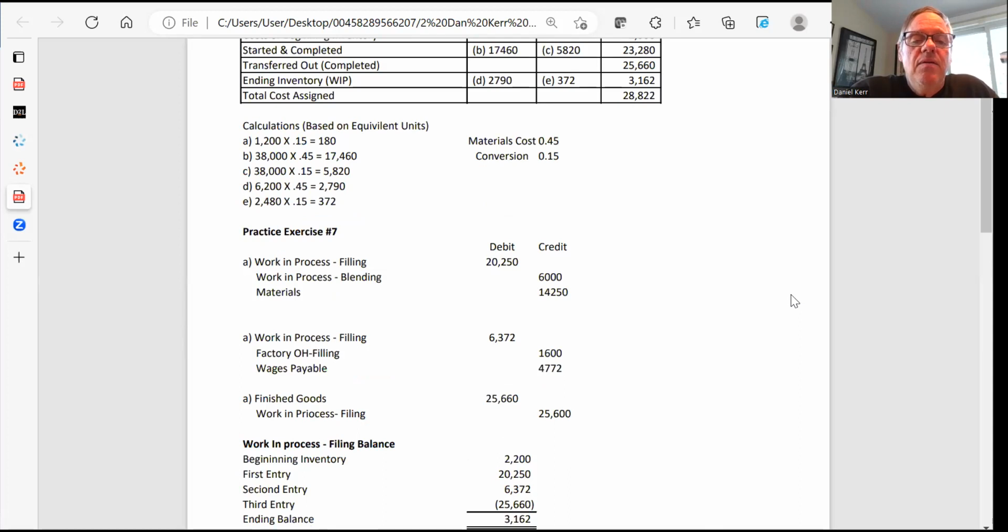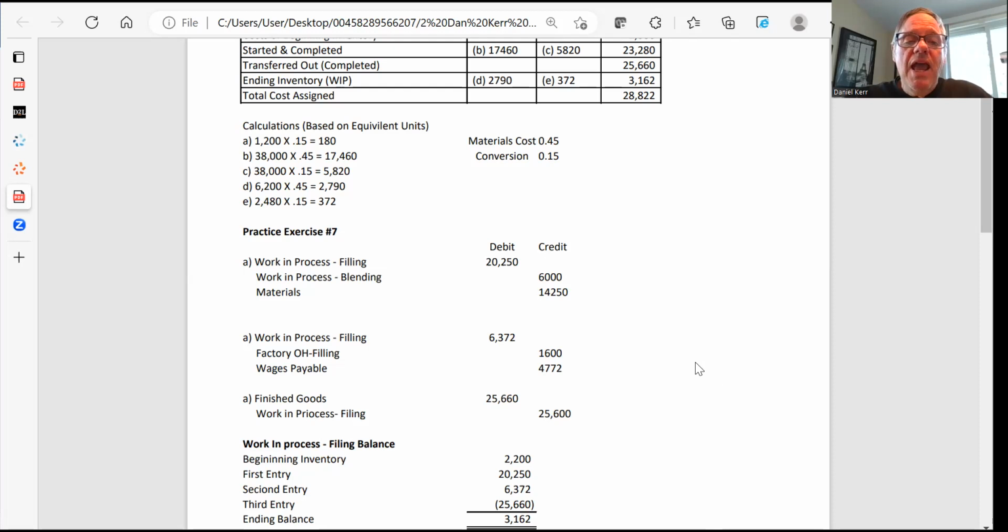Then in B, we had wages incurred. This is direct wages incurred of $4,772. And we also applied $1,600 worth of overhead costs. And Ryan, this one is for you. If you combine overhead and wages, you have conversion costs. So this reflects the conversion cost this period, $6,372.